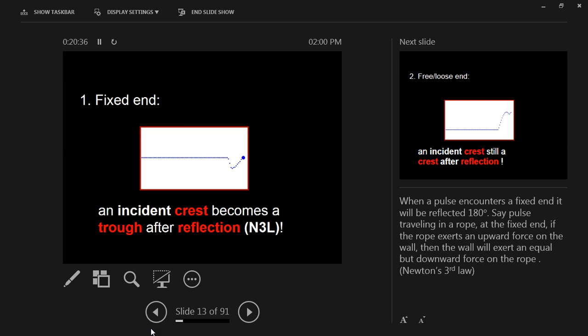So why is it like that? It is because of Newton's third law. When the wave particle exerts a force on the support, it will be an outward force. Because the pulse is a positive pulse, the force will be pulling the support up. Then according to Newton's third law, the support will exert a force downward on the pulse, therefore the pulse gets reflected. So this is what happens when a wave encounters a fixed end.